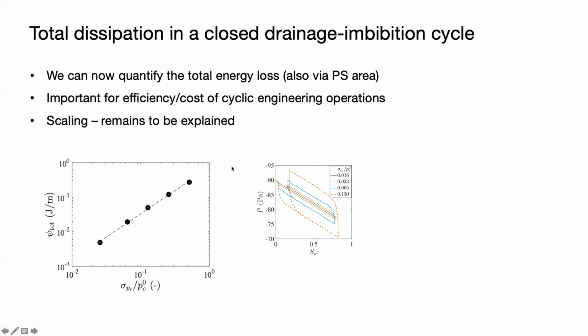And this can be important practically, for estimating the total energy dissipated in a closed cycle, for example, for estimating the cost or the efficiency of different applications where you push and withdraw fluids. And of course, since, as I told you, the area in the PS cycle is exactly the amount of energy dissipated in the cycle, we recover the same scaling, which, as I said, we don't have an explanation for yet. So this is exactly the same kind of 1.4 exponent.